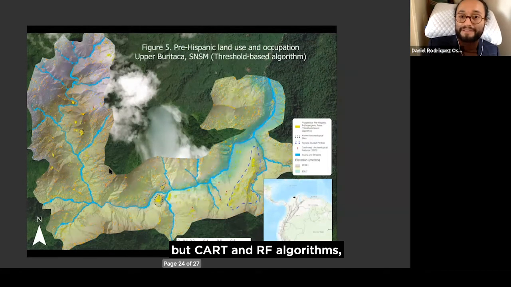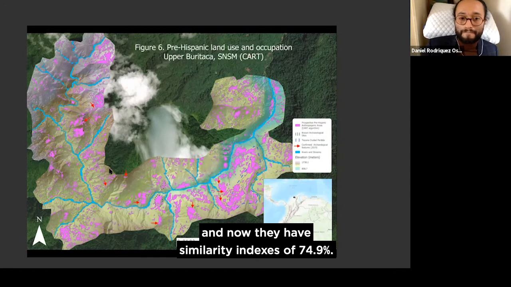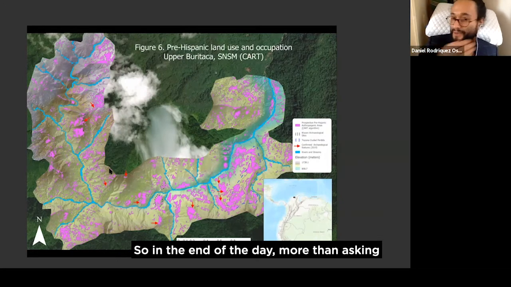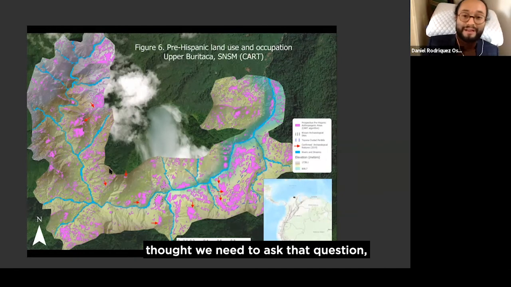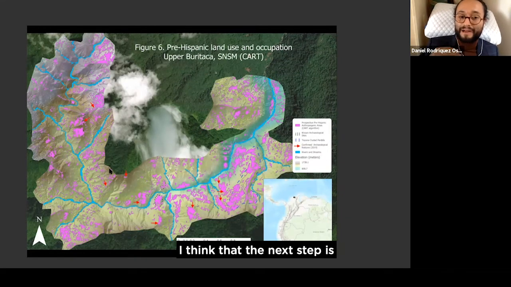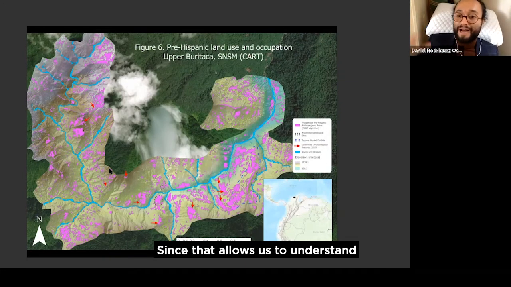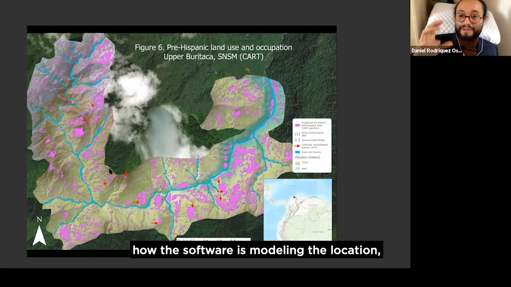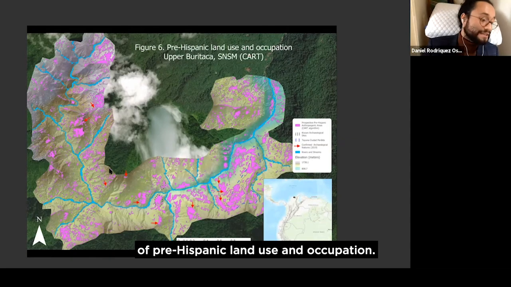What we need now, as we move forward from this first round of ground truthing: the CART and RF algorithms show similar results, with similarity indexes of 74.9%. So at the end of the day, more than asking whether one of the algorithms is better than the other, I think the next step is conducting a more intensive ground truthing season that allows us to understand how the software is modeling not only the location, but the extent and density of pre-Hispanic land use and occupation.